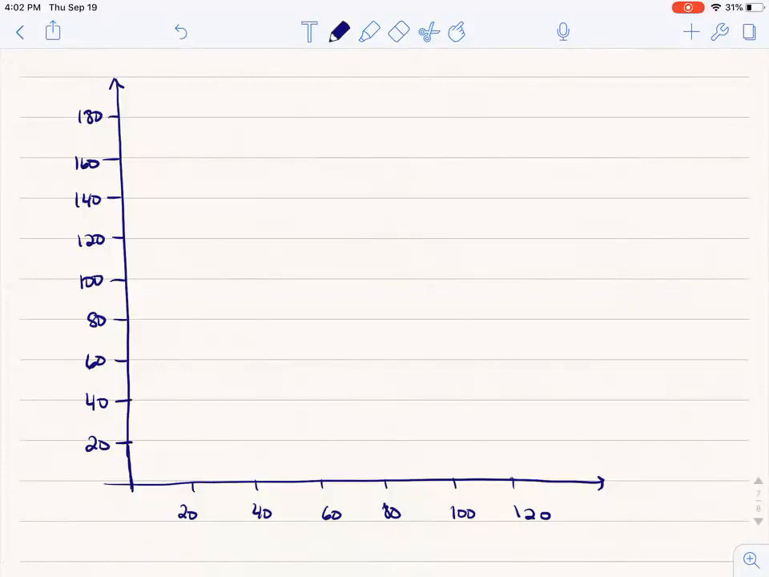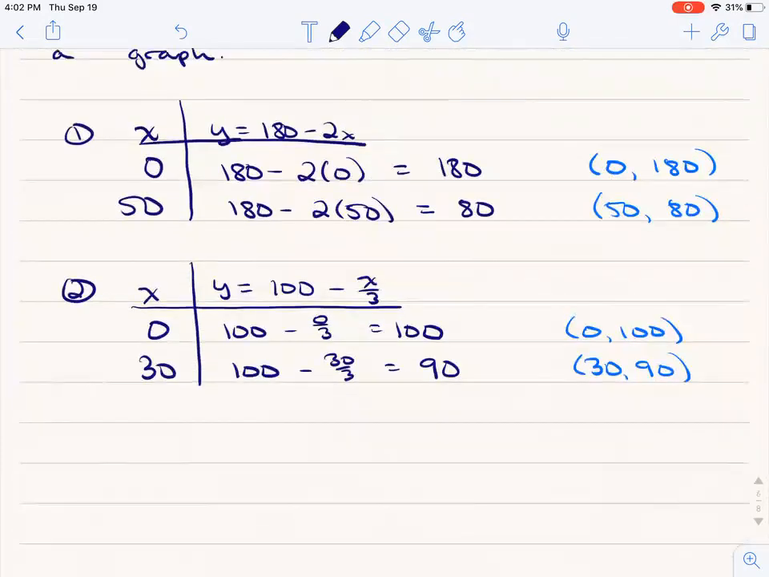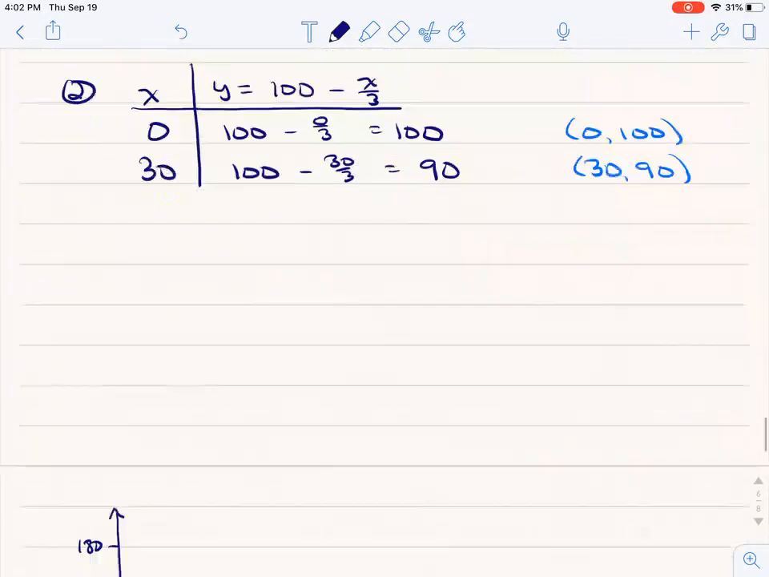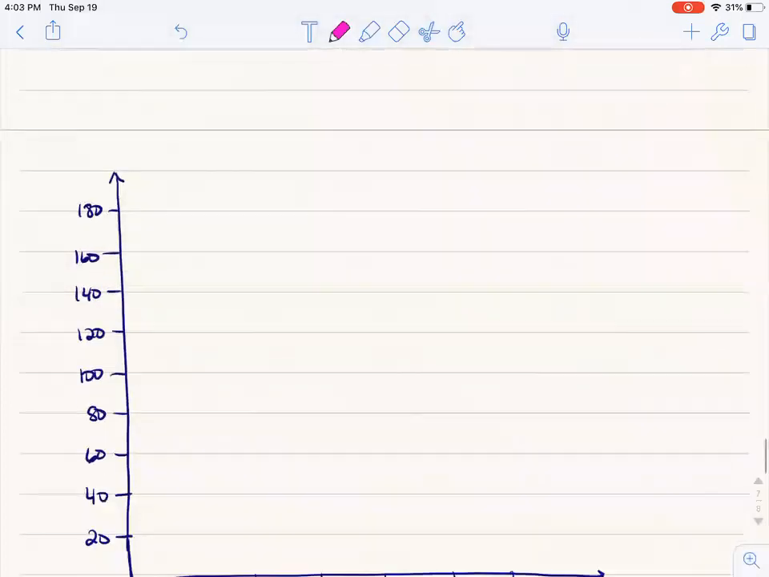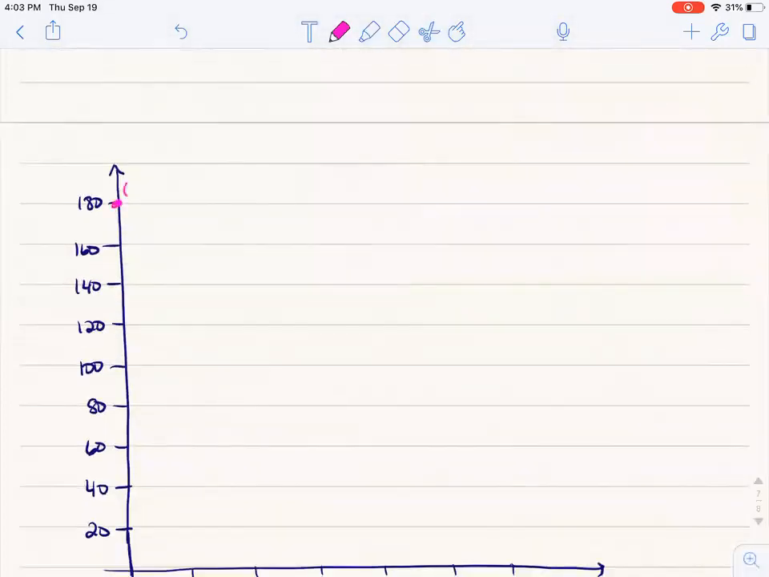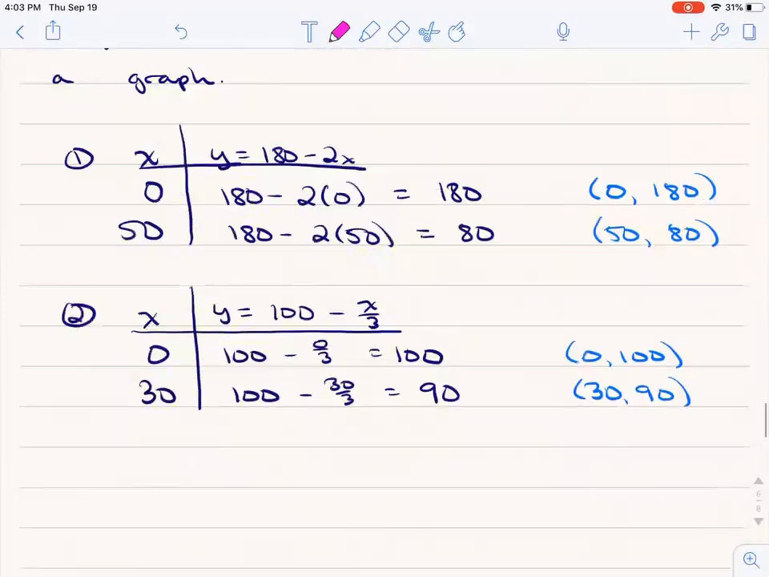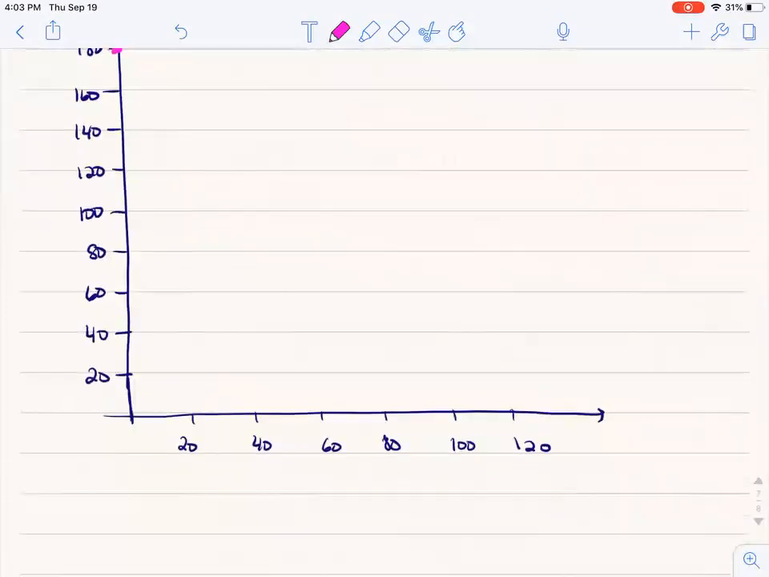So far, so good. Right now, we've done all the hard work of finding points on the graph, so now we can draw them, right? And so equation 1, we'll start with equation 1. We need a point at 0, 180, and I'm going to use different colors for these just to show it. So at 0, 180, I have a point. My next point is at 50, 80. So 50 and 80.